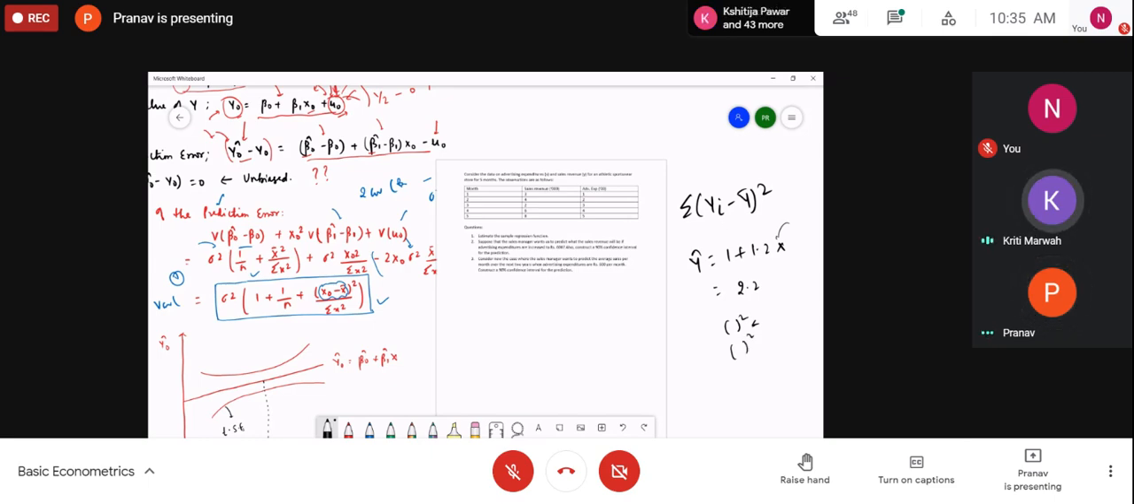Okay, sir. So we have to subtract mean. Sorry, that is the total sum of squares. I'm really sorry. This term is the sum of yi minus yi hat squared. This is your residual sum of squares. Okay, sir. So how do you get this yi hat? This is the predicted value.